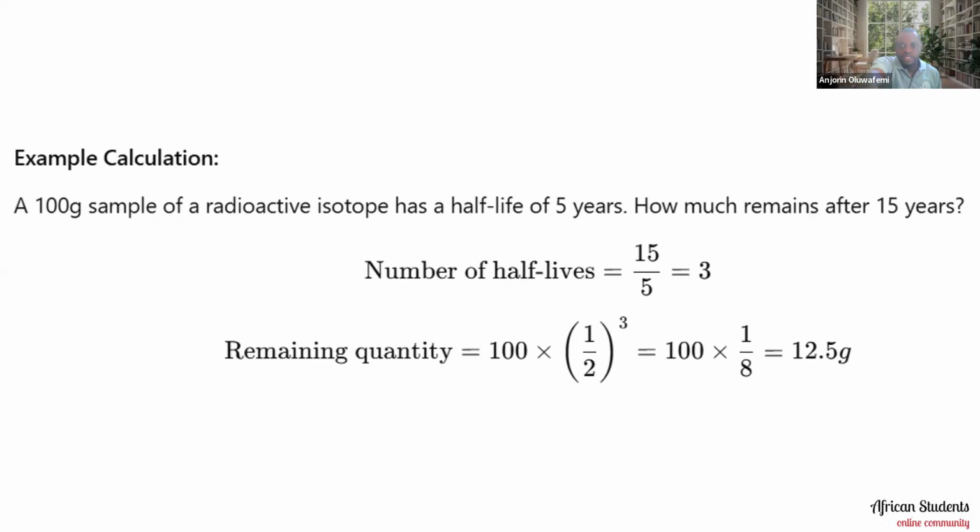So when you do that, you end up having 100 multiplied by 1 over 2 cubed, which will be equal to 100 multiplied by 1 over 8. That will be 12.5 grams. So the quantity that will remain after 15 years will be 12.5 grams. I hope you understand that. Very simple, but if it's not clear, just put your question in the comment section and I will attend to it appropriately.